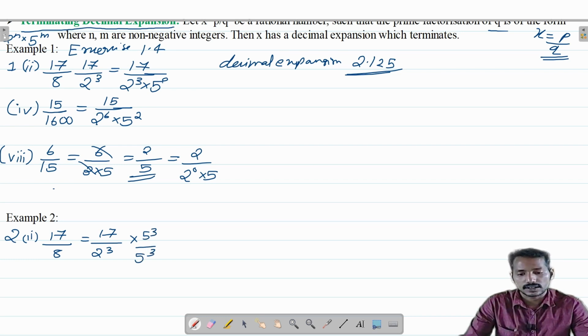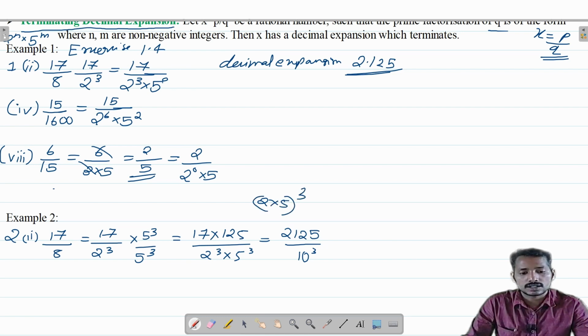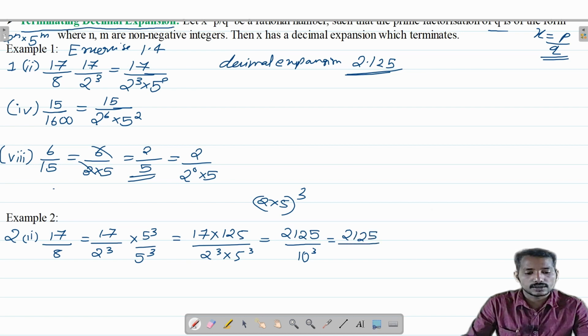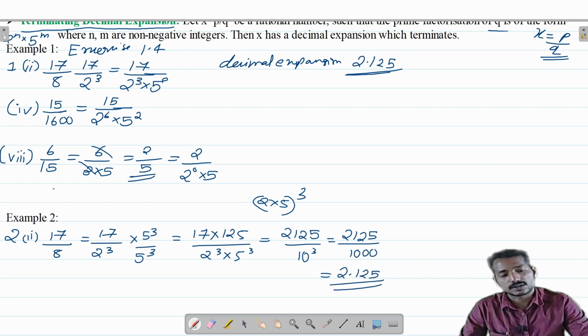So that here you will get, in numerator as well as denominator, 17 into 5 cube, which is 125, divided by 2 cube into 5 cube. 17 into 125, on multiplication, you will get 2125. And 2 cube into 5 cube we can write as 10 cube, because 2 cube into 5 cube is actually 2 into 5 whole cube, that is 10 cube. That is equal to 2125 divided by 1000. Place the decimal point 3 places to the left, so we will get 2.125. Without long division we can write the decimal expansion.